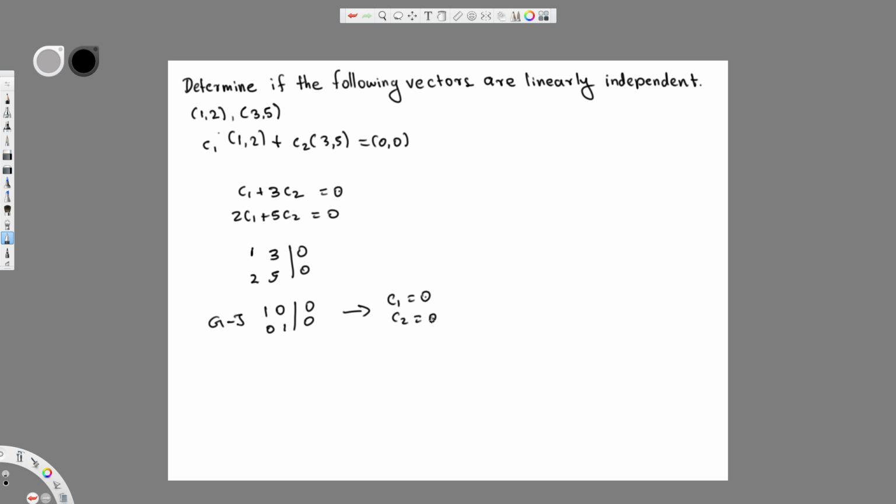c2 is equal to 0. Therefore, if you see the leading coefficients, these are the two vectors: (1, 2) is one vector and (3, 5) is the other vector. So we have two vectors right here and we have two leading coefficients. If we have two vectors and the same number of leading coefficients, it means these vectors are linearly independent. So that's the way to prove this is linearly independent.